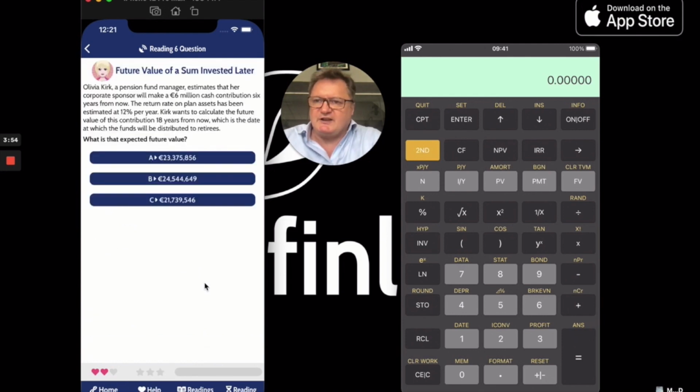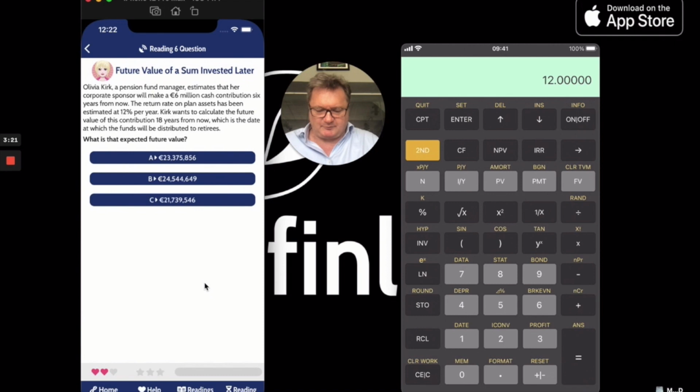Let's read the question then. Olivia Kirk is going to have 6 million invested in 6 years from now. So we're going to wait 6 years, then invest 6 million, and then wait until 18 years is up, at a 12% interest rate, and then take the money out. So what sum are we going to take out in 18 years' time? The first thing we need to do is find the investment period. That's 18 take away 6, so that's 12 years. I'm just going to store that in memory.